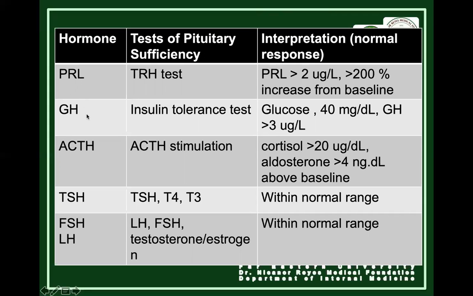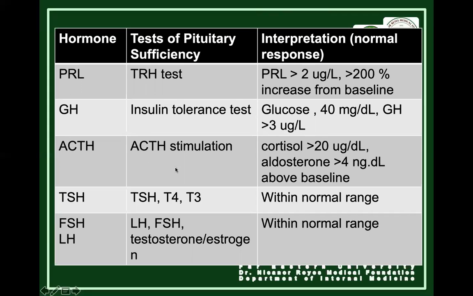Now, for growth hormone, insulin tolerance test. Again, you bring down the glucose to 40, and the growth hormone should be more than 3 microgram per liter. So that's how you say that your growth hormone is doing okay.